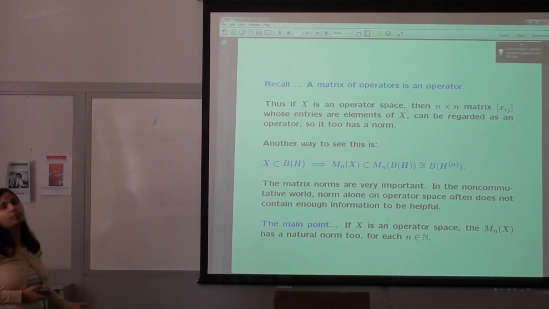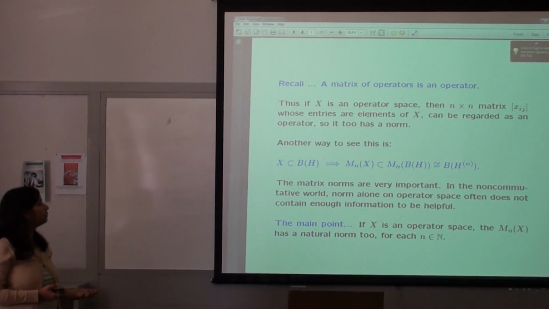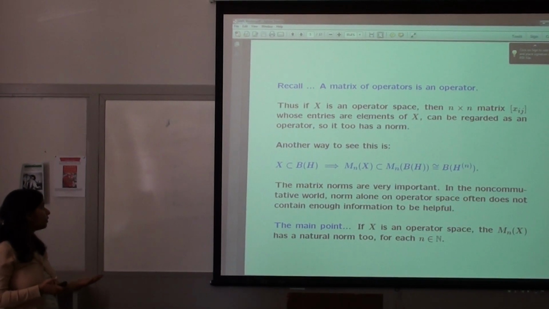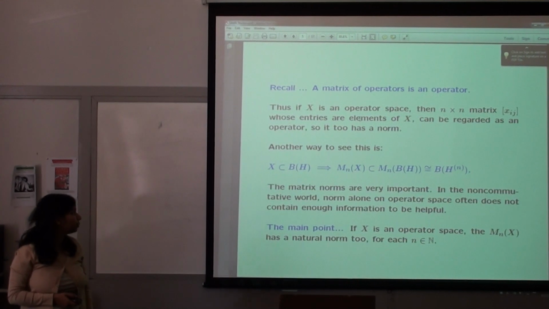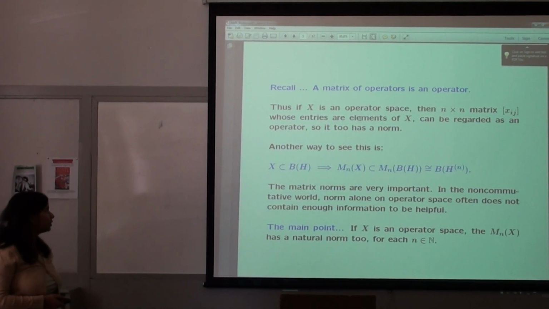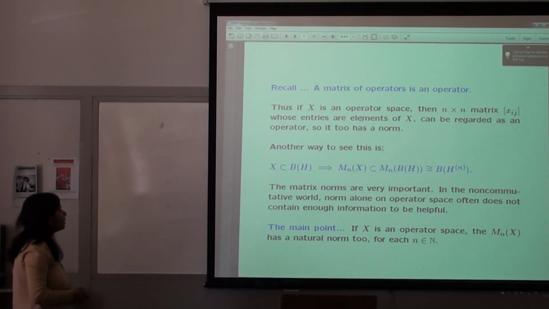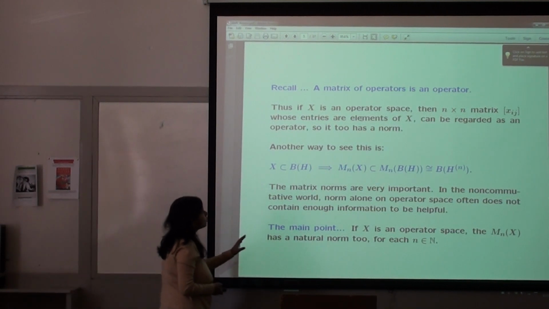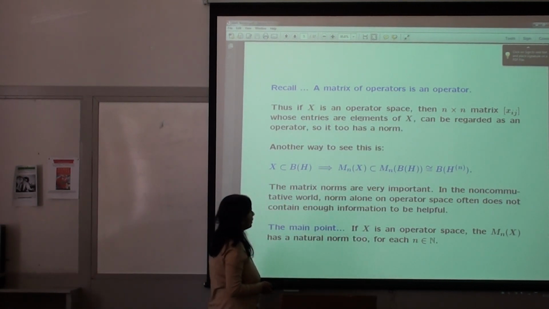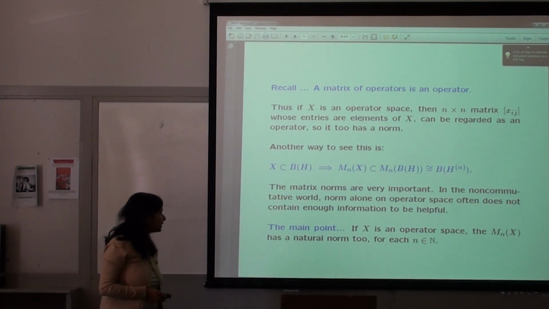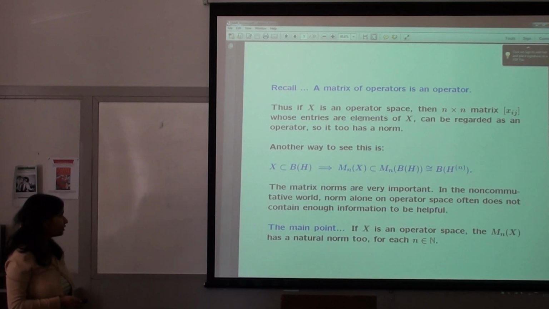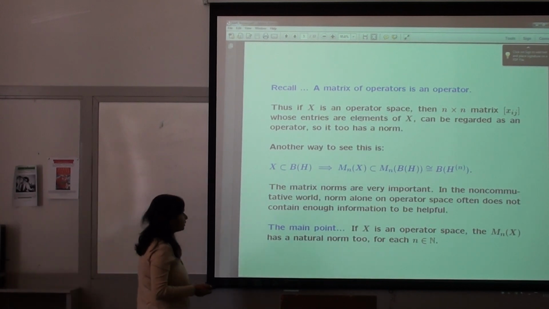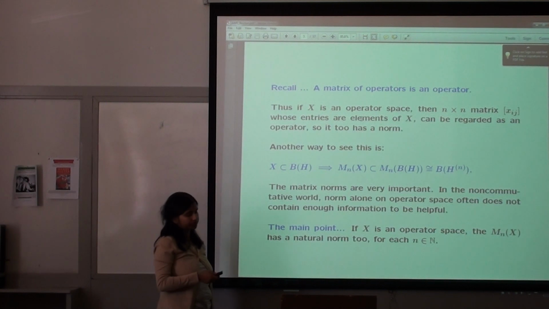So for every operator space X, besides the norm on X, Mn of X also has a norm. The matrix norms are very important in the non-commutative world, because when we solve non-commutative problems, we don't just look at the norm on X, we also look at the norm on Mn of X. The main point is, if X is an operator space, then Mn of X, the n cross n matrices with entries in X, also has a norm for every n. This is called the operator space norm structure.